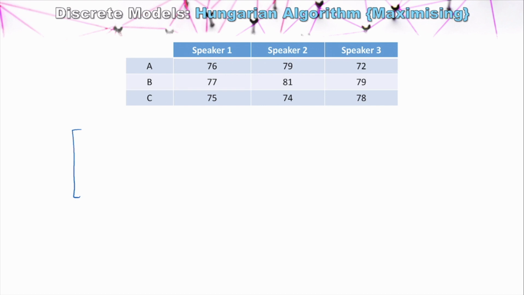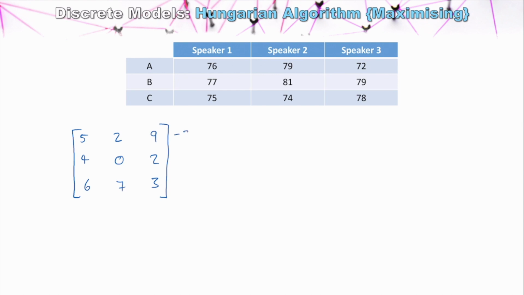So it's going to be 81 subtract 76, which will be 5. 81 subtract 79, which will be 2. 81 subtract 72, which will be 9. 81 subtract 77, which is 4. So 0, 2, and then 81 subtract 75, so that'll be 6, 7, and 81 subtract 78, so that's 3. And now what I've done is I've changed it to a minimizing array. So we're minimizing the points that we're going to lose, or potentially lose, through our allocation. And we now start the Hungarian algorithm because it's a minimizing problem.